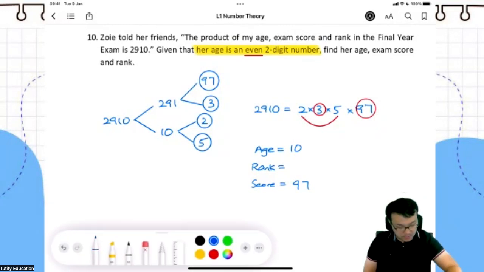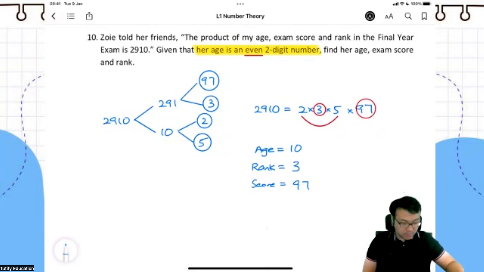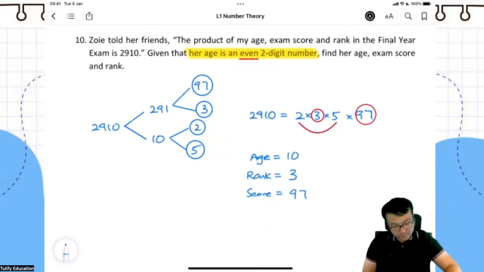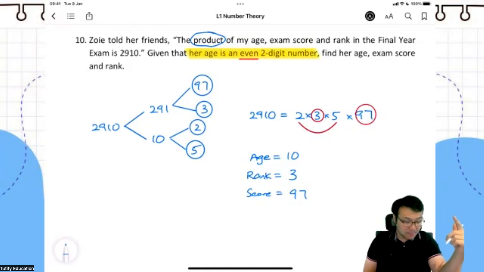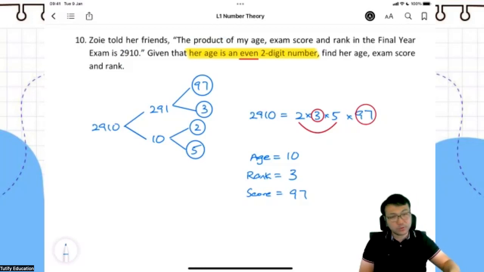So students, this is how we do it. We break down the number because why? Because she's actually giving you the product of her age, the exam score, and the rank. That means she takes her age, multiplied by her exam score, multiplied by her rank, she got 2910. So if we want to find out the individual numbers, we have to break it down. So I've broken it down, but when I've broken it down, I got 4 different numbers. But it's okay. You can combine 2 of the numbers and you'll end up with 3 different components.